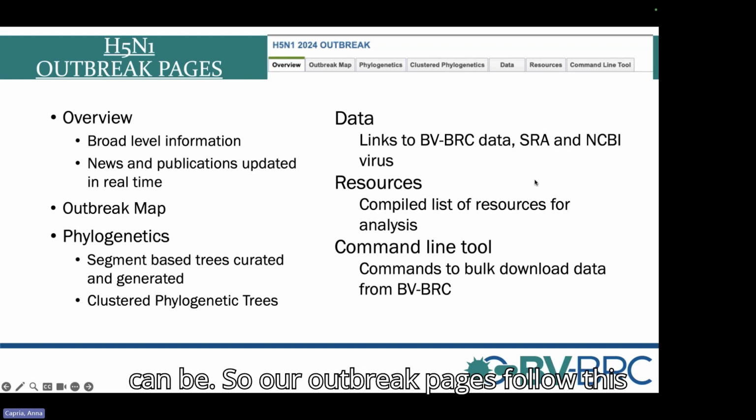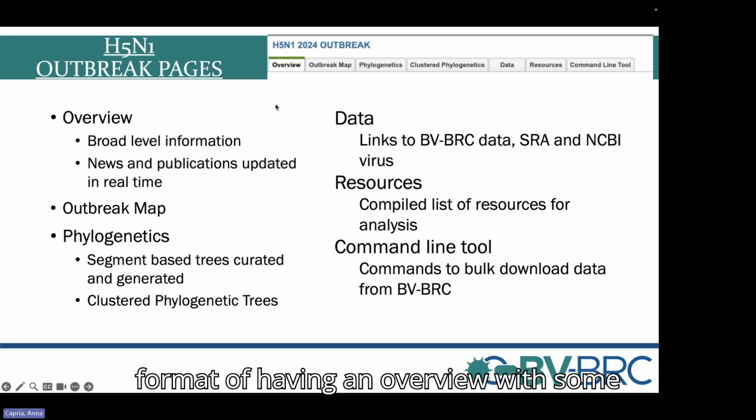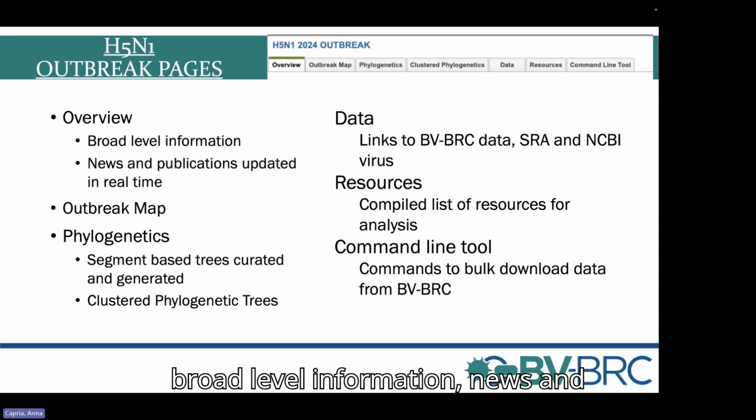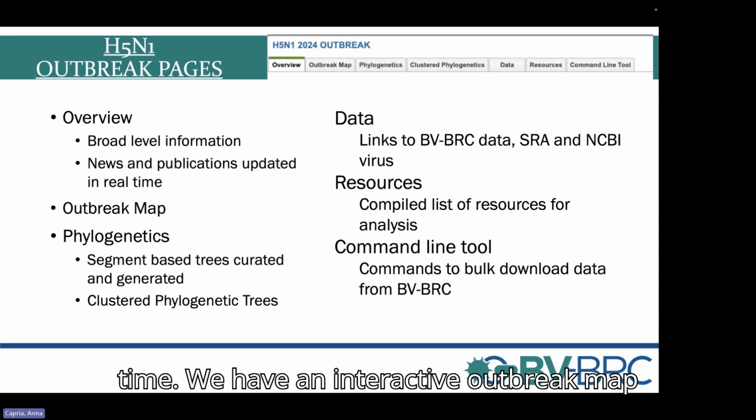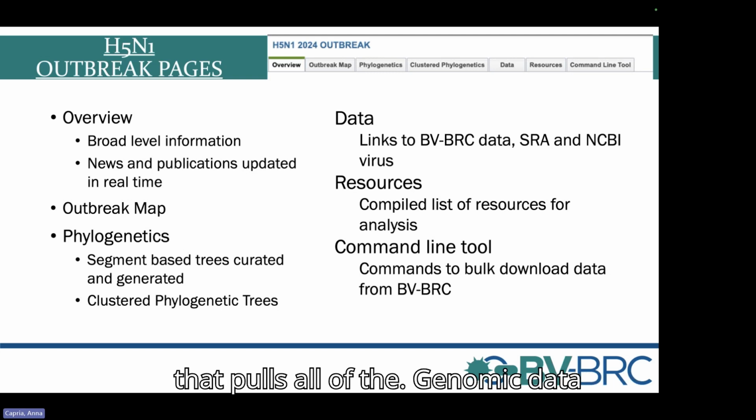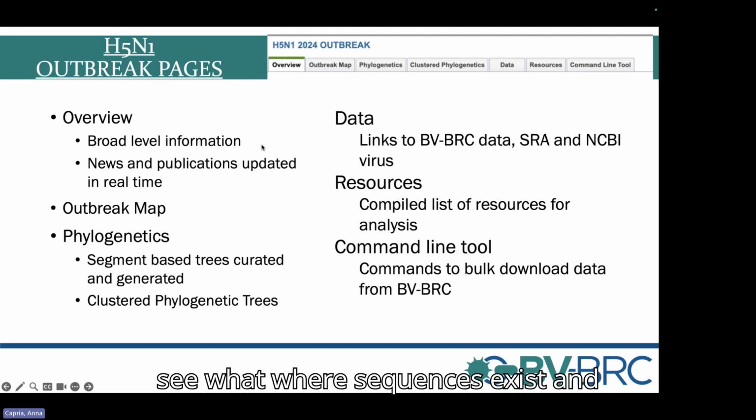So our outbreak pages follow this format of having an overview with some broad level information, news and publications that are updated in real time. We have an interactive outbreak map that pulls all of the genomic data from the BV-BRC and puts it on a map so you can see where sequences exist and where data is coming in.